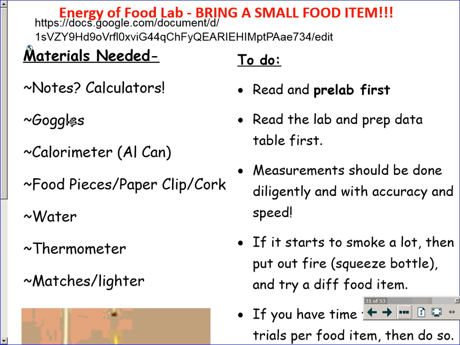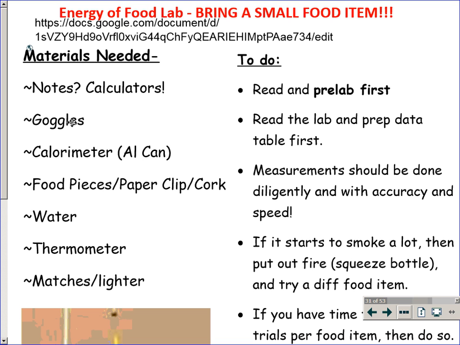Alright, so if you're doing the lab because you have no missing work, get a piece of paper out and call it Energy of Food Lab. Right now, please stop talking because everybody's got to be with me on this one, okay? I try to just put a check on those of you who had nothing missing.